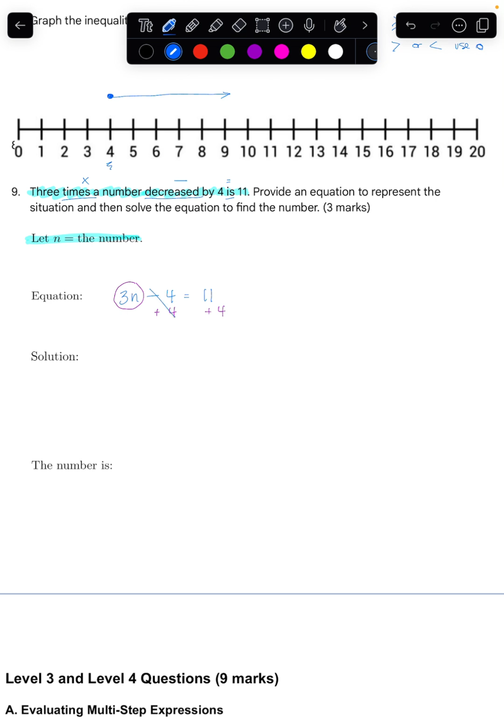Okay? And I'm left with 3n on the left side is equal to 11 plus 4 on the right side, which is 15. Now we want to isolate n further, so make n all by itself and remove the 3 in front of the n. We do that by dividing it away. So this cancels out the 3. We're left with n equals 5. Okay, and the number is 5. We'll just write that out. The number is 5.